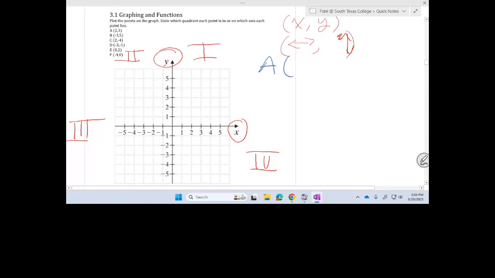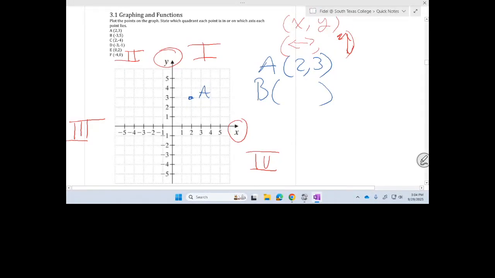Let's find the point A, which has the coordinates 2, 3. Remember, the first number tells you how to move left or right. The second number tells you how to move up or down. So I'm going to start here in the middle, go to the right 2, and then from there go up 3. And boom, there's my point A. So we went right 2 and then up 3.